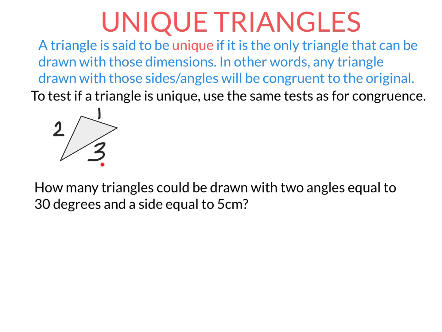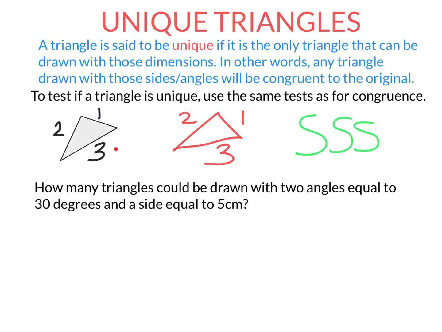So let's look at this triangle here. I'm asking, is this triangle unique? So when I say, is this unique, I mean, can you draw another triangle with these dimensions that is not congruent to this one? So if you tried to draw a triangle with side lengths 1, 2, and 3, you'd end up with something like this. And these two triangles must be congruent. They are congruent by the SSS test.